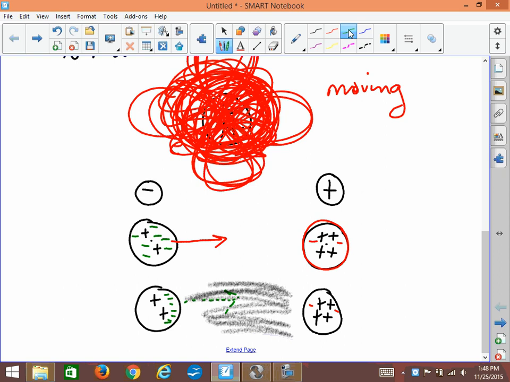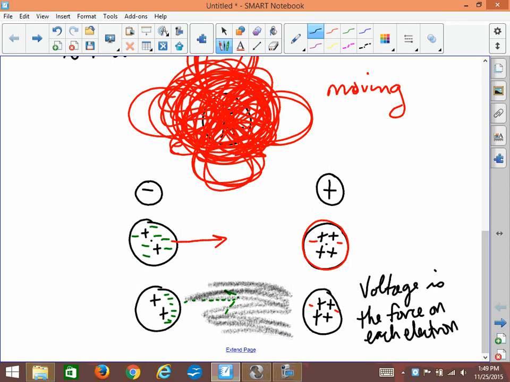They still feel that pull. And the amount of pull is called the electric force. And if you think about how much the force is pulling on each electron, you get what's called the voltage. So voltage is the force on each electron, causing it to want to move.